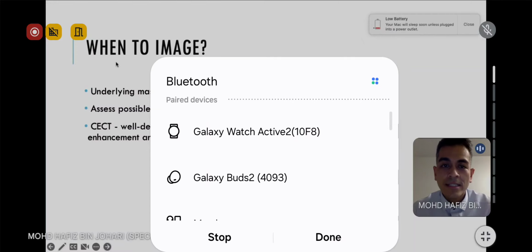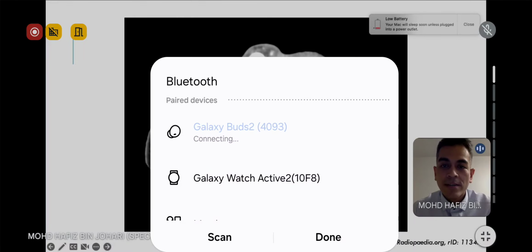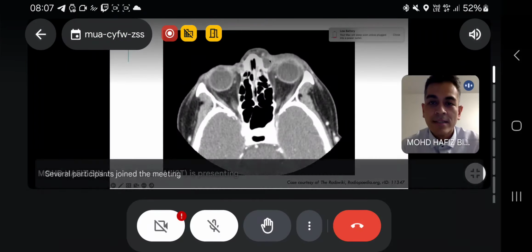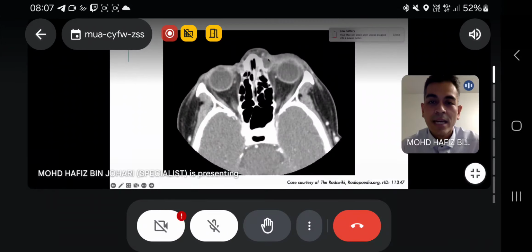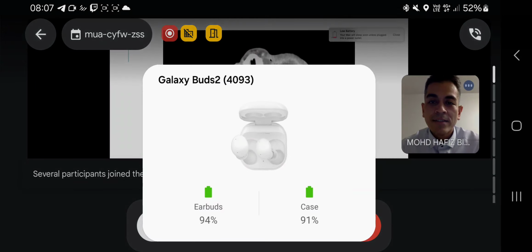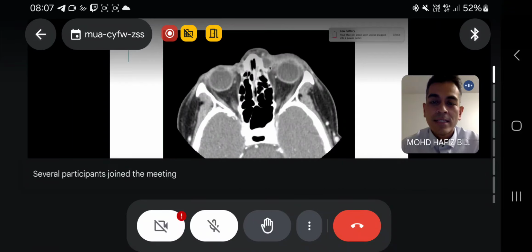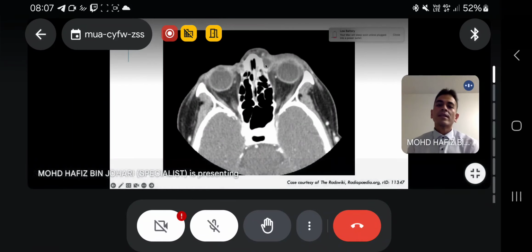What about dacryocystitis? In dacryocystitis, what we can see is a hypodense collection at the region of the medial canthus here. This is because the lacrimal duct is obstructed, and the nasolacrimal sac is distended with fluid or collection. And usually it is associated with surrounding preseptal cellulitis.